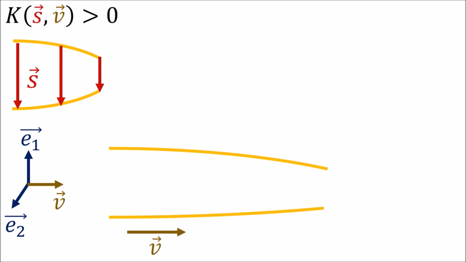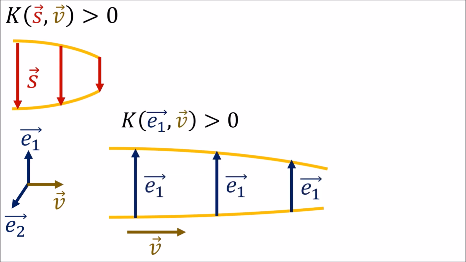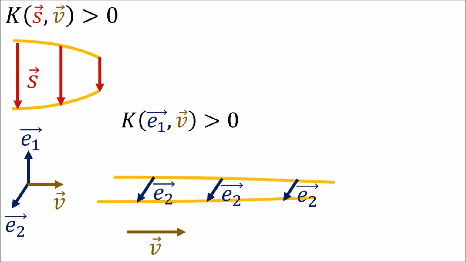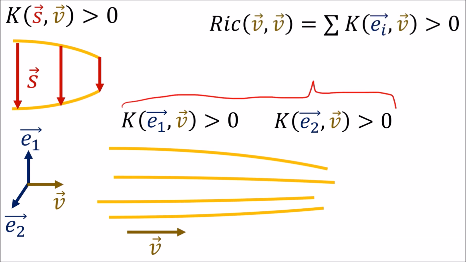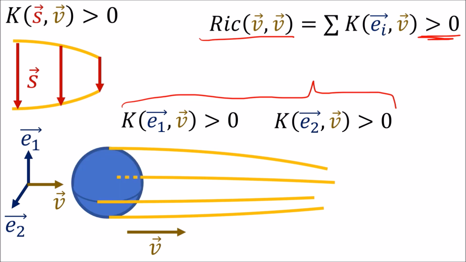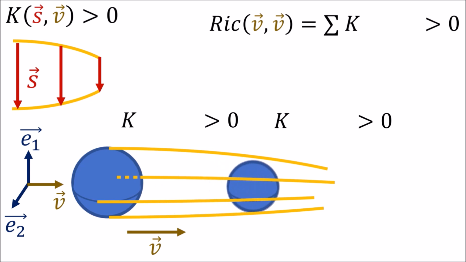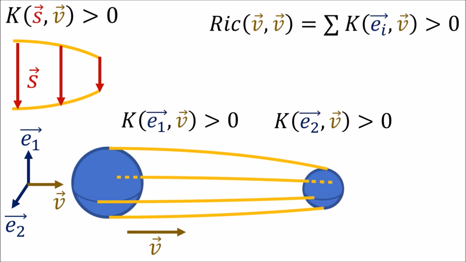If we look at the sectional curvature of V and E1, the geodesics are converging, so it's positive. Also, the sectional curvature of V and E2 involves converging geodesics, so the sectional curvature is also positive. And adding these two positive sectional curvatures together will give us a Ricci curvature that is also positive. So this is an example of a situation where Ricci curvature is positive. In this case, the ball moving along these geodesics will shrink in volume because the geodesics are converging. So positive Ricci curvature means that the ball will shrink in volume.